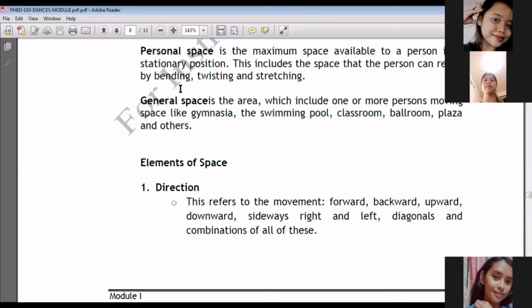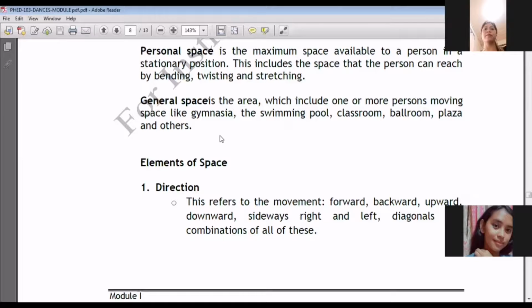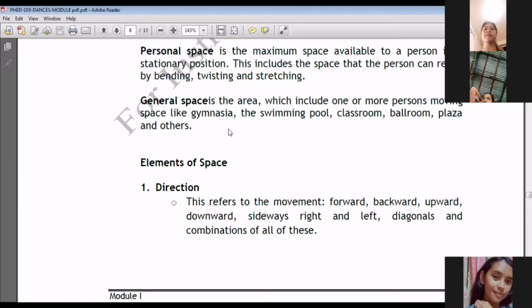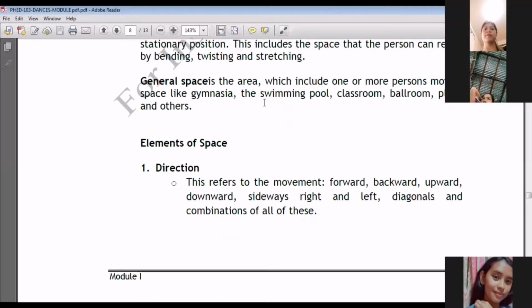Your general space is, for example, the whole classroom, the ballroom area, the plaza, the swimming pool, the gymnasium, the hall, yun yung general space. Within a general space, you have your own personal space. Kasi sabi ko nga, your own personal space is the area with which the tips of your fingers is able to reach. That's it. Any questions so far?